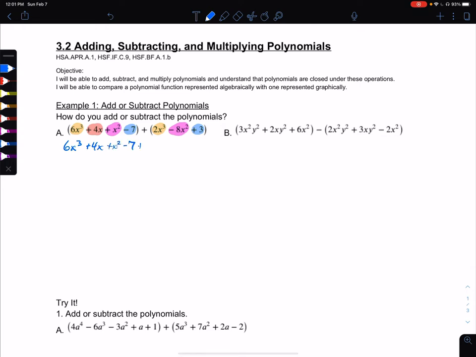Since it's an addition problem, we're not going to change anything about the numbers that are in the parentheses. We're just going to bring their signs with them. So the 2x cubed stays positive, the negative 8x squared will stay negative. I don't know what happened there. Let's erase that. And then the plus 3 will just come right down. So I'm going to quickly highlight those again. I'm just going to match them up. So we can just follow along here.